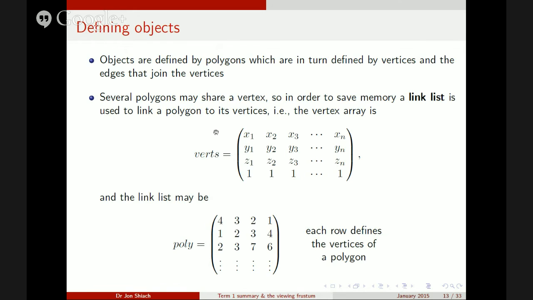So this is my verts array, which could be 4 by thousands. This is my polygon array. Each row of poly is a single polygon, and going across gives me the vertices for that polygon. So an object in the computer program is defined by the verts and the poly array.